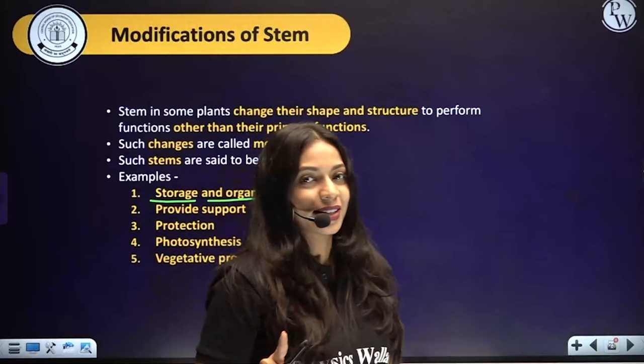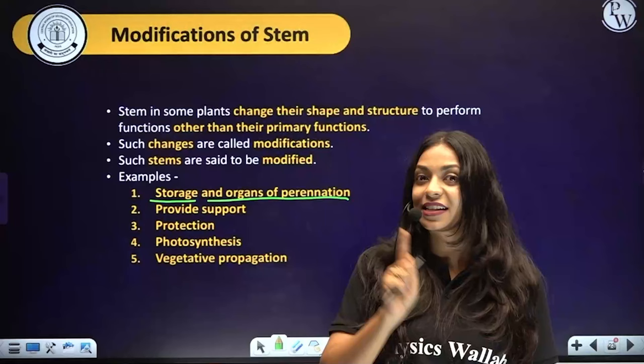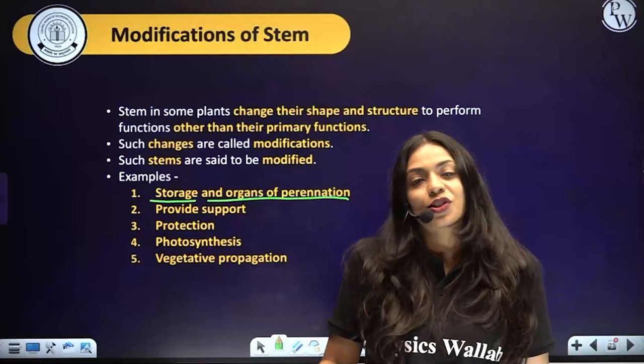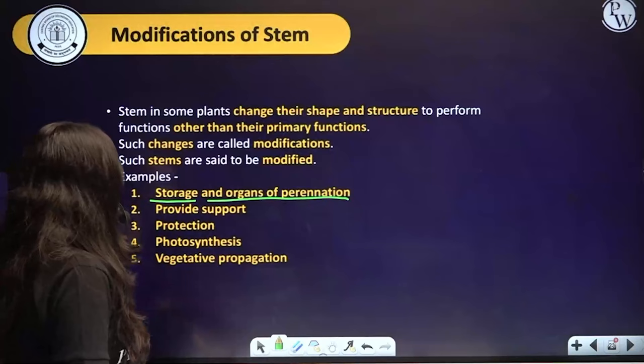Which is why when I said stems are generally the ascending part or the above ground part of the plant, I said there's an exception. Sometimes stems can be found below the ground as well, in which cases usually they will be storing food. All right. Apart from that, they sometimes provide support and they offer protection.